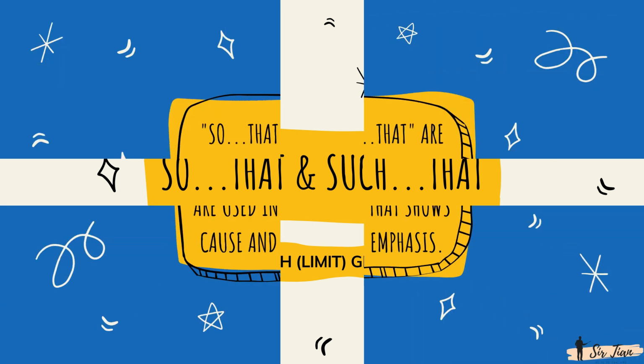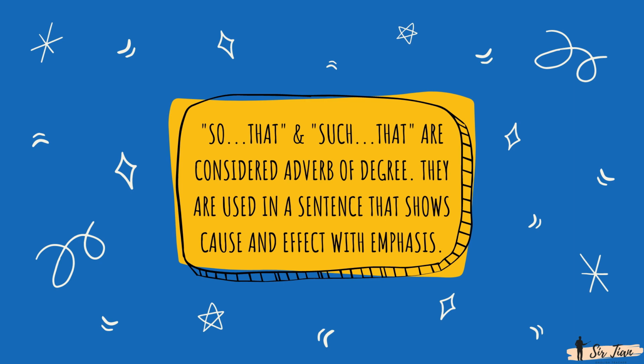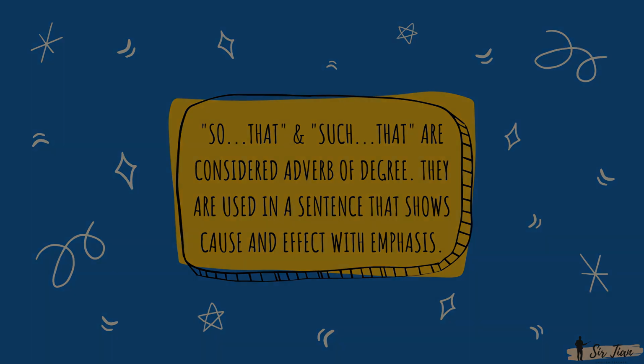So basically, so that and such that are considered adverbs of degree. It shows a degree of something, which can be quantity or quality. And they are used in a sentence that shows cause and effect with emphasis, because cause and effect can also be shown with no emphasis. Okay, so here's the pattern you can use when you write a sentence using so that and such that.